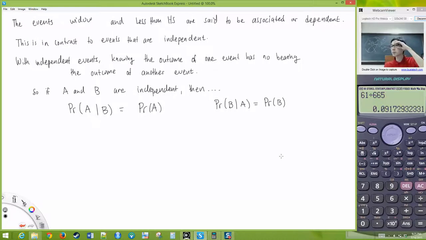Okay. So this is different from the widow and the less than high school case, right? Because we saw the probability of being a widow was around 9%, and the probability of being a widow given less than high school wasn't the same, it was now different. It was 22% or 0.224, which is different.